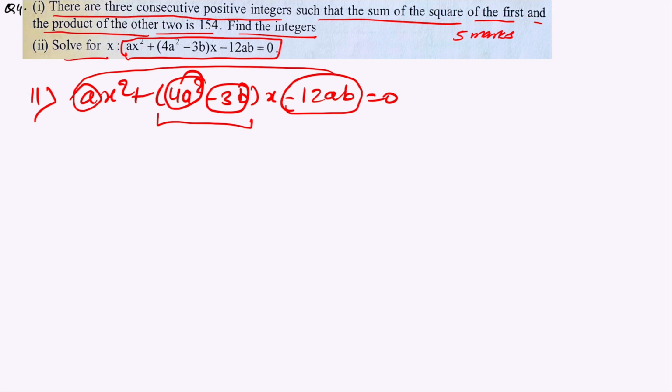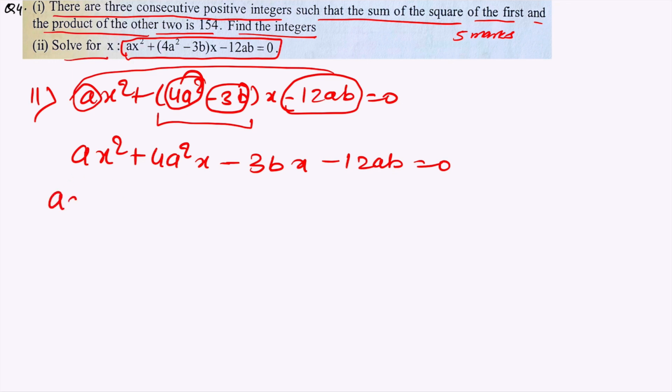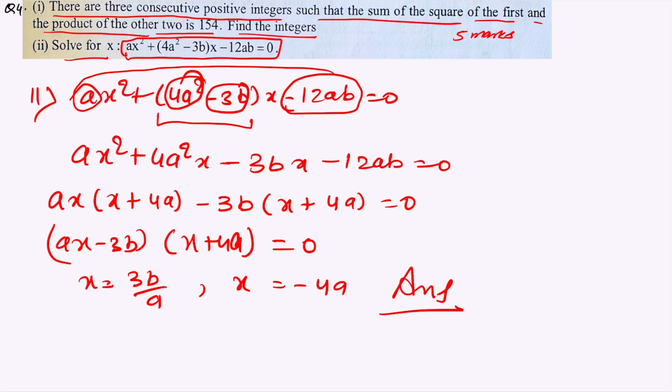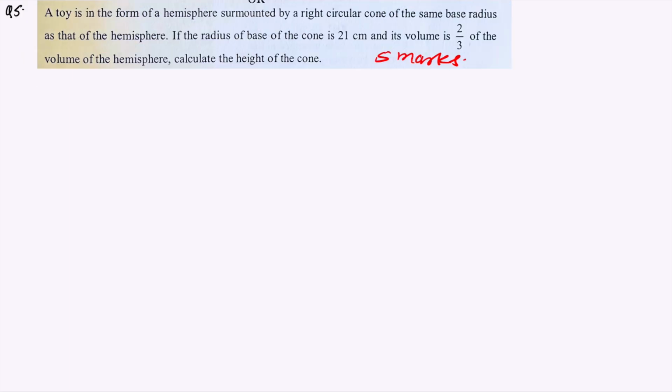So from here we will write ax square plus 4a square x minus 3bx minus 12ab equals 0. From here we will take out ax common, so x plus 4a minus, from here we will take out 3b, that is x plus 4a equals 0. From here we can write ax minus 3b into x plus 4a equals 0. x will be equal to 3b by a, and from here x will be minus 4a. This is the answer. Okay, and question number 5 is from surface area and volume.